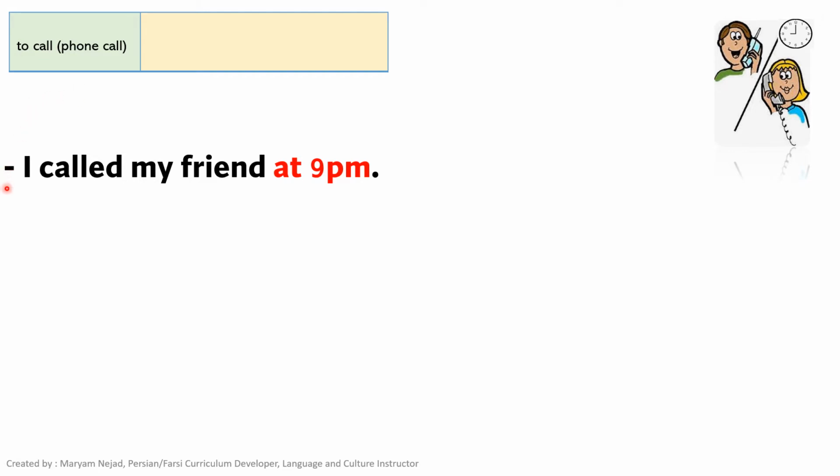All right, so the example here says, I called my friend at 9 p.m. The verb is to call. To call, meaning to make a phone call, in Farsi is zang zadan. Zang means the ring, bell, and zadan means to hit. So to hit the bell, to hit the ring, if that helps you memorize it better. The verb zang zadan, remember, is a prepositional verb, and the preposition is be. Be kasi zang zadan. So in Farsi, we call to someone.